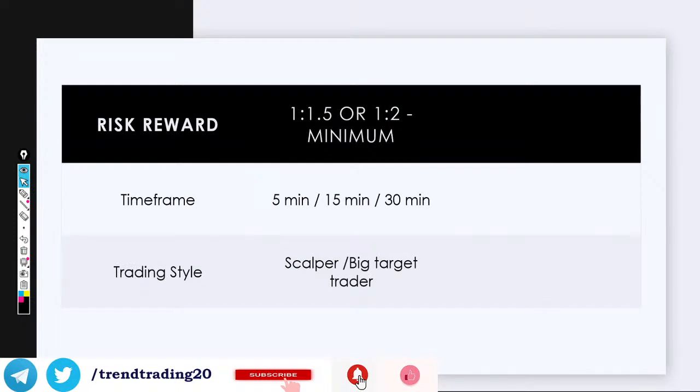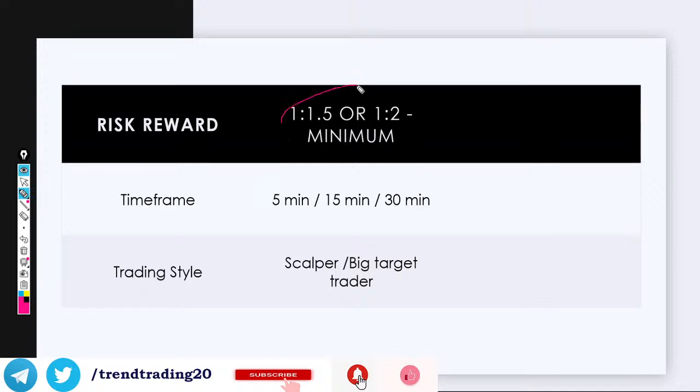Okay, now moving on to the time frame, trading style and risk reward part. Intraday, as I mentioned, is only 9:15 to 3:30. So, very important, we need to look at the risk reward. Most traders, especially most retail traders, don't give importance to risk reward.